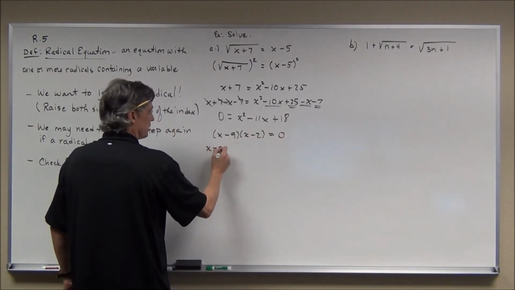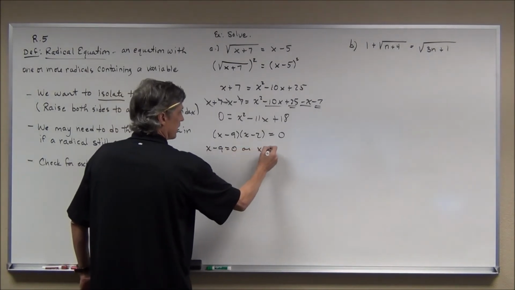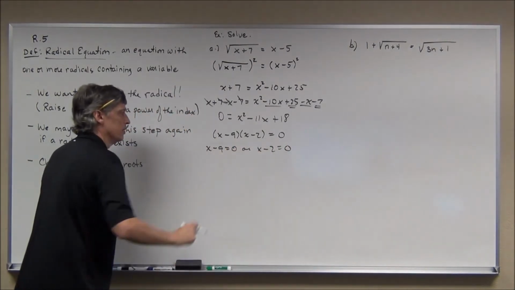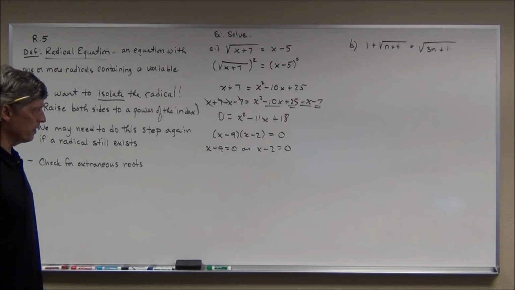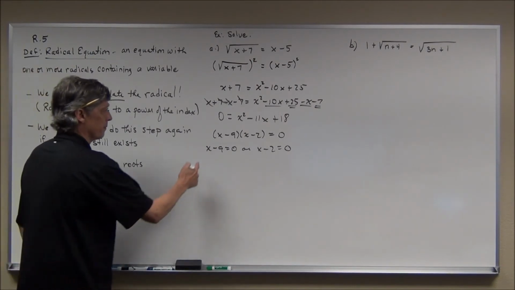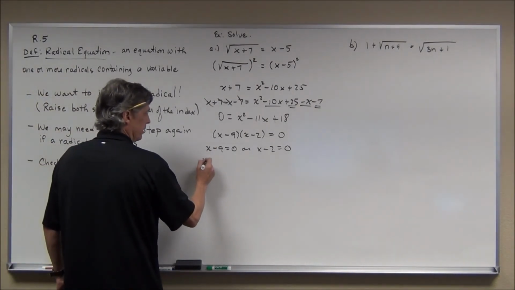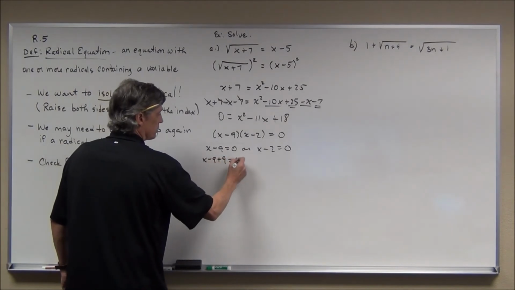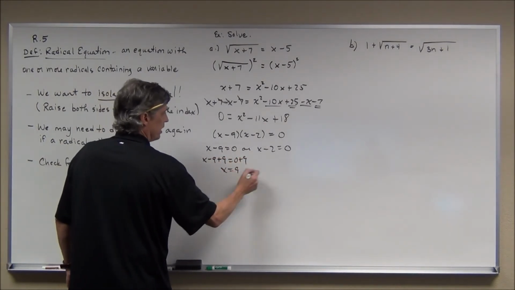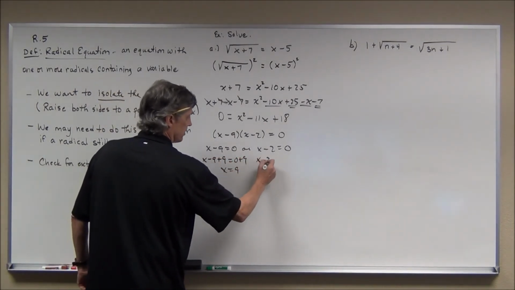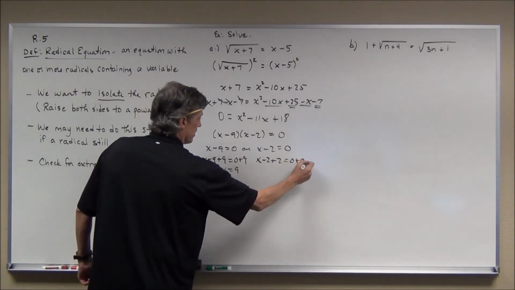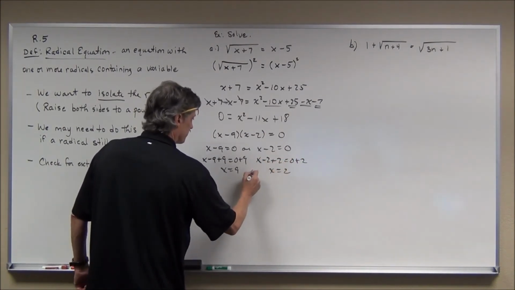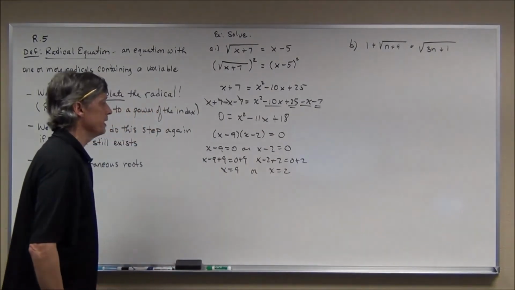I'm going to set x minus 9 equal to 0. I'm going to set x minus 2 equal to 0. Remember, that's called the zero product property. I'm going to solve for x now. I'm going to add 9 to both sides. I have x equals 9. I'm going to add 2 to both sides. And I have x is equal to 2. So my answers appear to be 9 and 2.